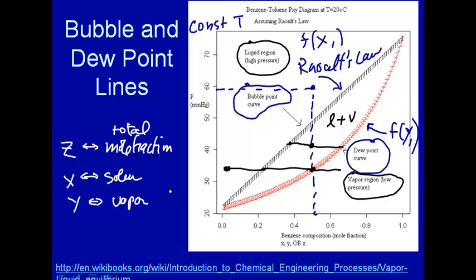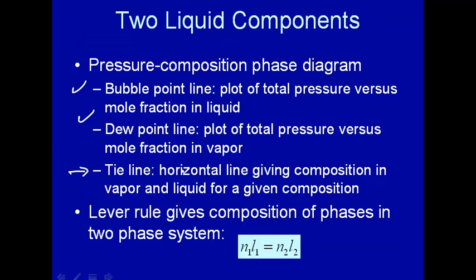Okay, so we know something about, go back here, tie lines and the lever rule. 1 and 2, this is the end here, corresponds to total moles. The moles of component 1 plus the moles of component 2. So I guess there's a little change in notation that's needed. This is N in the liquid times L1 equals N in the gas phase times L2. Okay.